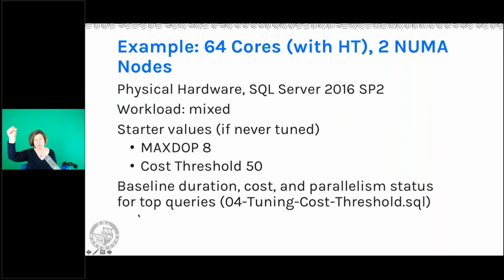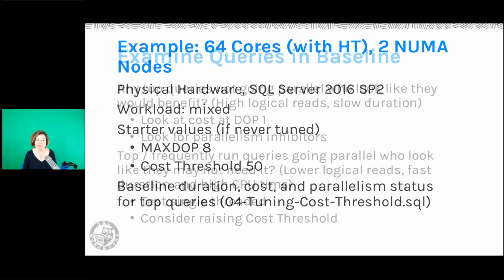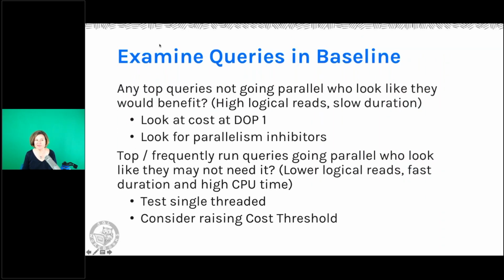Here are my biggest queries by total CPU usage, and here is their CPU and duration. I'm going to look at their plans and see if they're getting parallel. And we have some sample queries in that script there. And then see, do I have top queries that aren't going parallel and they take a long time? What's their cost? What's their cost at DOP 1? Are they using parallelism inhibitors that we cover? Like, why aren't they going parallel?